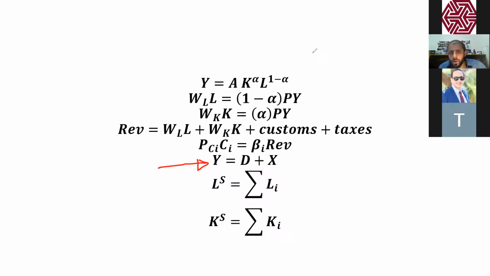Initially, if you remember, we said that Y is equal to C, right? Because we just had some domestic consumption. Now we will have a different relationship because Y is equal to what is consumed domestically plus what is being exported. In other words, my total production will either be consumed domestically with this D or exported to the rest of the world with the X. So that's the first difference compared to the previous model, right?